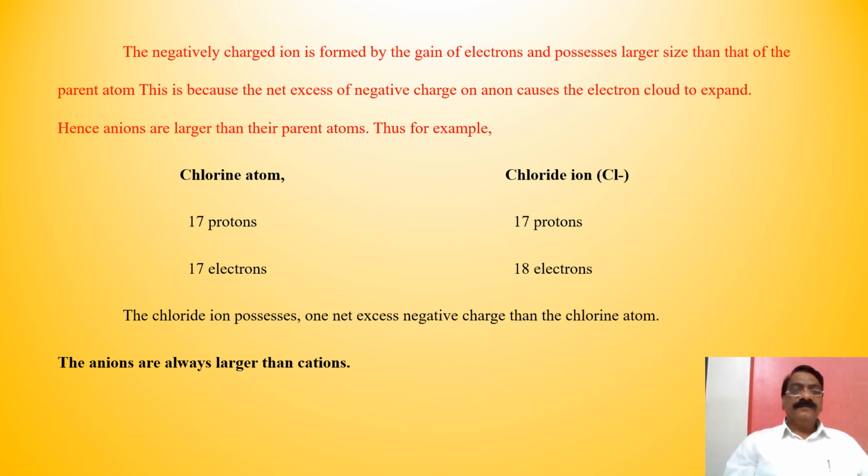Thus, for example, the chlorine atom and the chloride ion Cl minus. Chlorine has 17 protons and 17 electrons, while Cl minus has 17 protons and 18 electrons. The chloride ion possesses one net excess negative charge compared to the chlorine atom. The anions are always larger than the cations due to the expansion of the electron cloud.